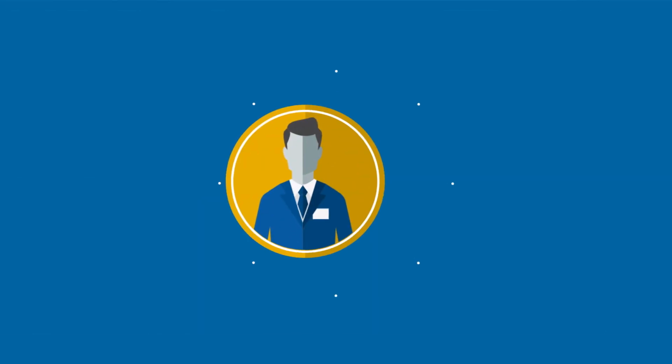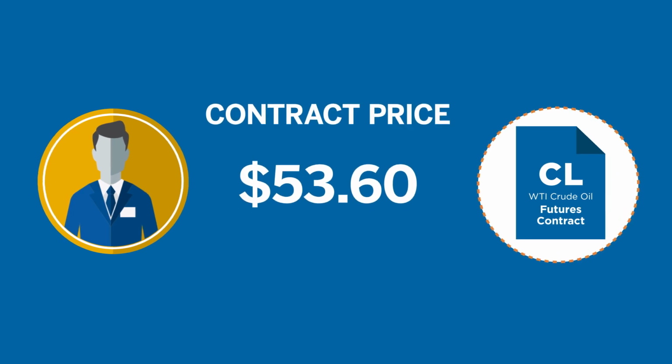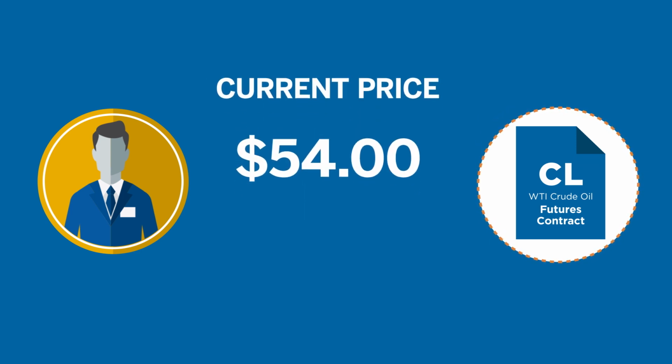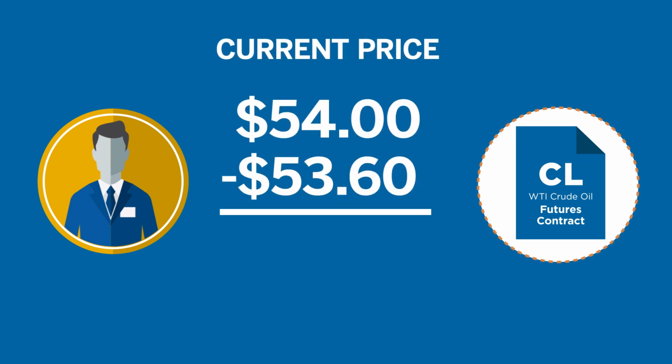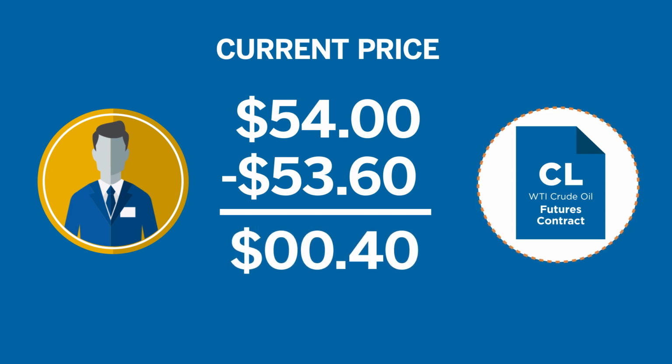For example, a trader buys one WTI contract at $53.60. If the price of WTI increases to $54, the price move would then be $54 minus $53.60, which would be 40 cents. Remember, WTI has a tick size of 1 cent.